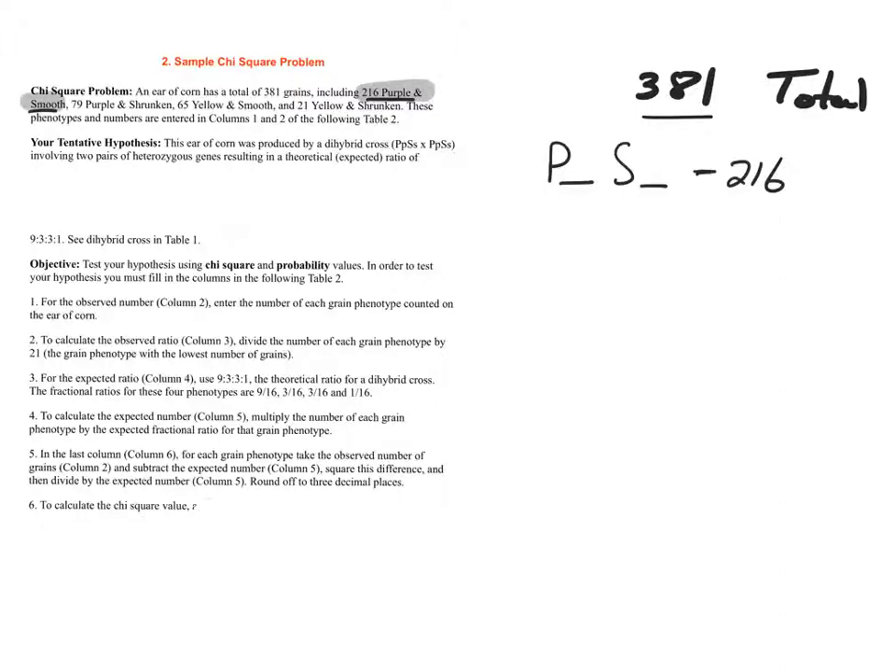Purple and smooth is 216. The next is 79 purple and shrunken. So now 79 are purple and shrunken. So purple's what? Big P, blank, and then shrunken? Little s, little s. There's that homozygous recessive. It's always so important because it just tells you exactly what the genotype is. There's no question it's little s, little s. How do I know that? Because it's shrunken, and shrunken's recessive.